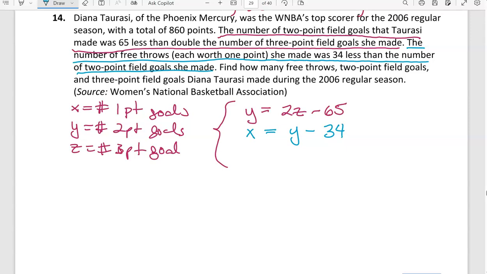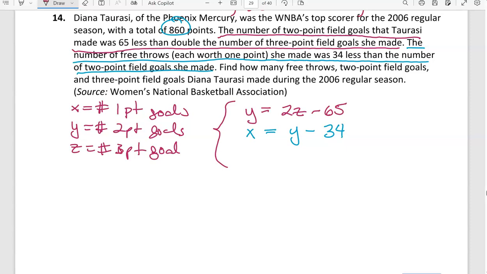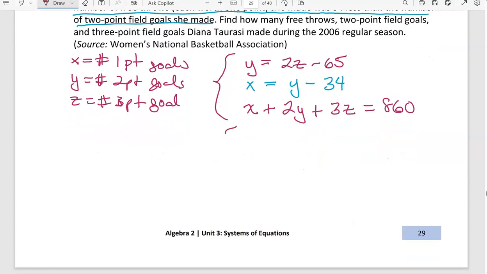And then they also told us the total number of points. She made 860 points. The number of points she earned from the free throws, each worth 1 each, is just the number of free throws. And the number of 2-point goals times 2 gives you the number of points that she gets from those in total. And then 3 times the number of 3-point goals gives us that number of points, and that's a total of 860. Let's take all of our equations and rewrite them in standard form.